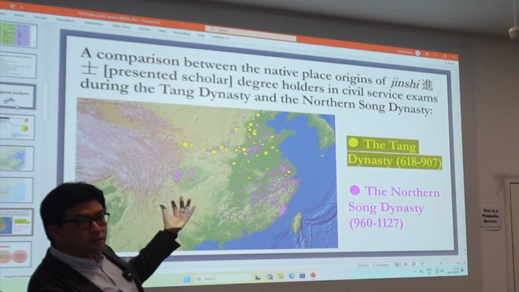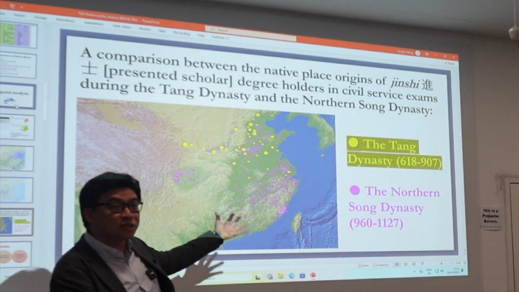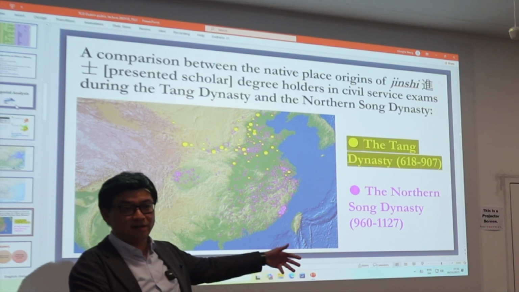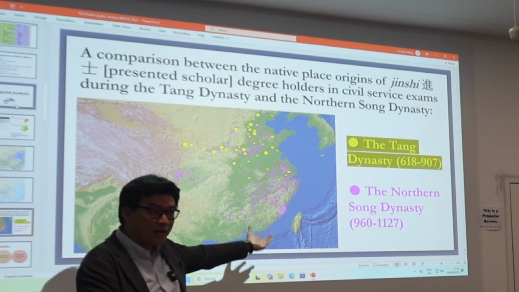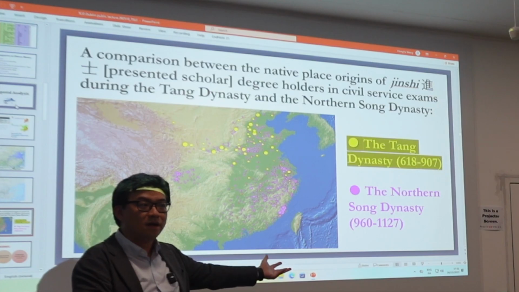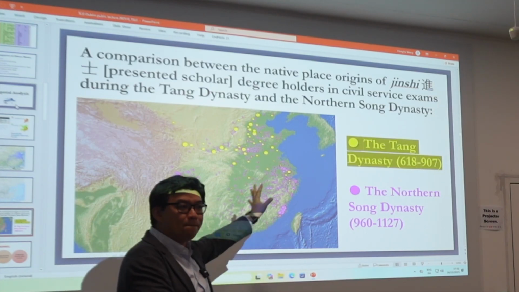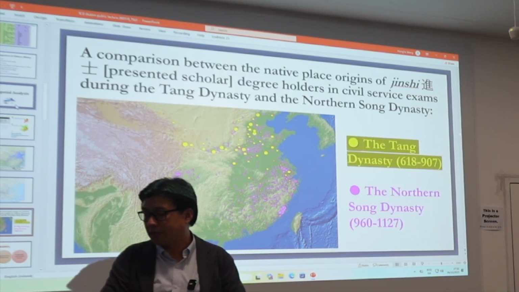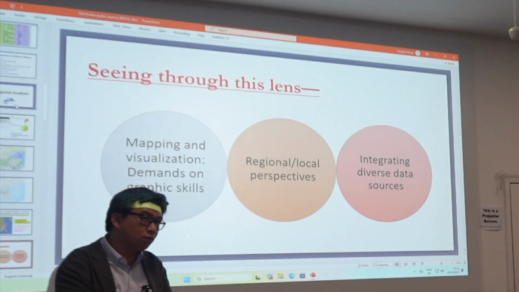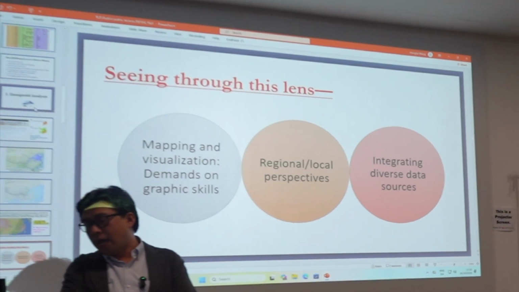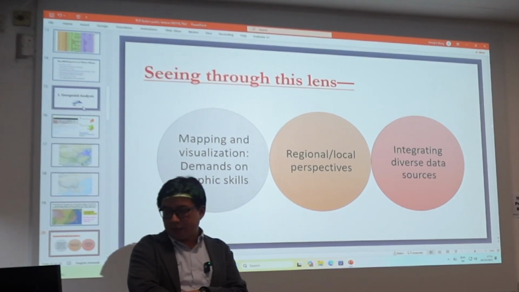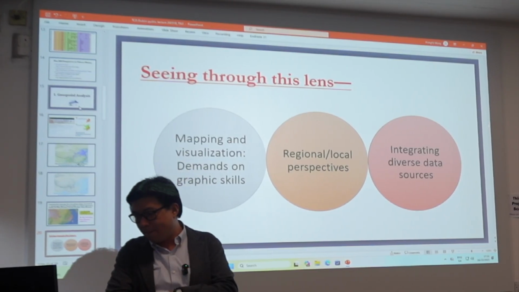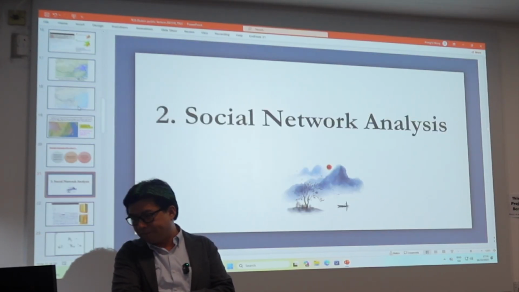Because the maps that I've shown you are not static, right? They're static on my slide, but of course in this kind of software, like the GIS software, ArcGIS, MapInfo, QGIS, and so on, you can zoom in on any part of the map and have more fine-grained visualization and analysis. So, which of course would be great for regional and local perspectives. That also involves integrating diverse data sources, which comes with its pros and cons. And I'll come back to this point a little bit later.